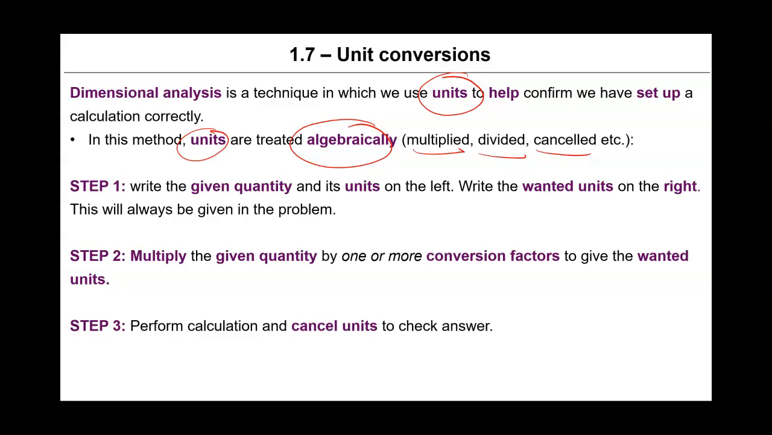In the first step, we'll write what we're given on the left of the page with its associated units, and then we'll write the units that we're trying to convert into on the right of the page. In the second step, we'll multiply our given number by one or more conversion factors in order to achieve the units that we want. Once we have confirmed by cancelling units that we're able to achieve the units that we want, we'll then put the numbers into the calculator and perform the calculation.